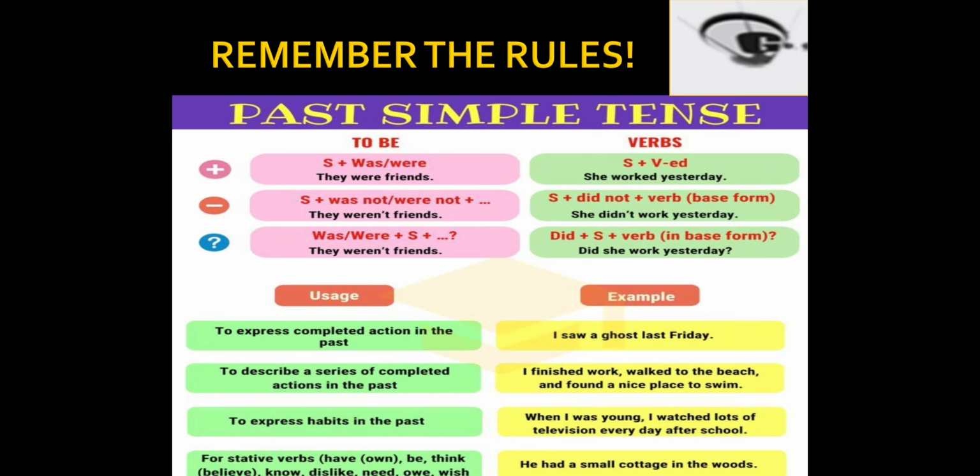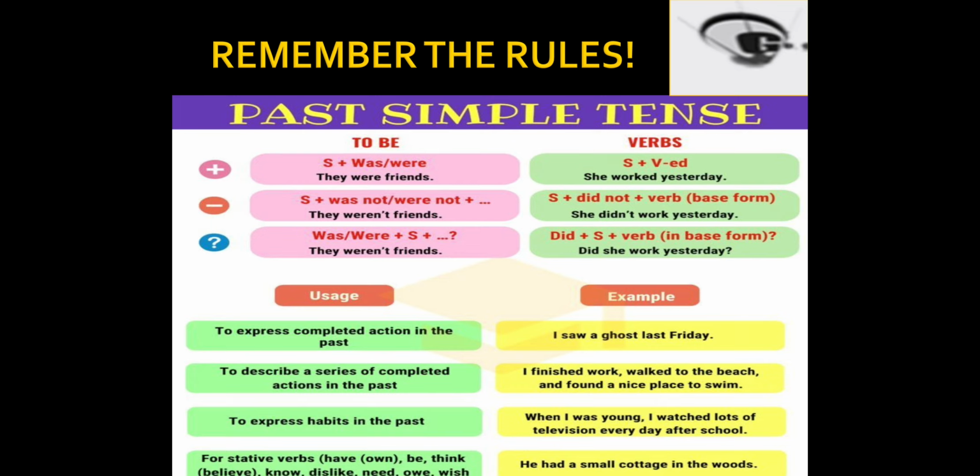Firstly, it is used to express completed action in the past. For example, I saw a ghost last Friday. Secondly, it is used to describe a series of completed actions in the past. For example, I finished work, walked to the beach, and found a nice place to swim. Thirdly, it is used to express habits in the past. For example, when I was young, I watched lots of television every day after school.